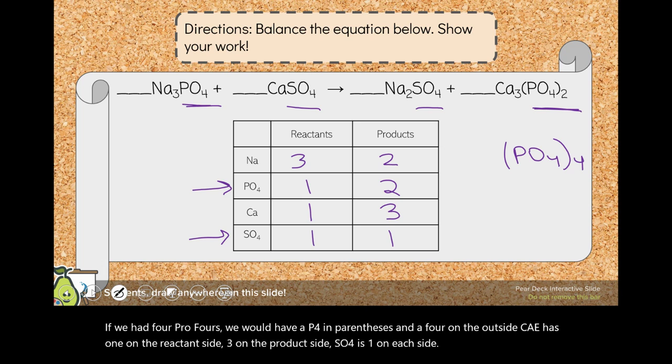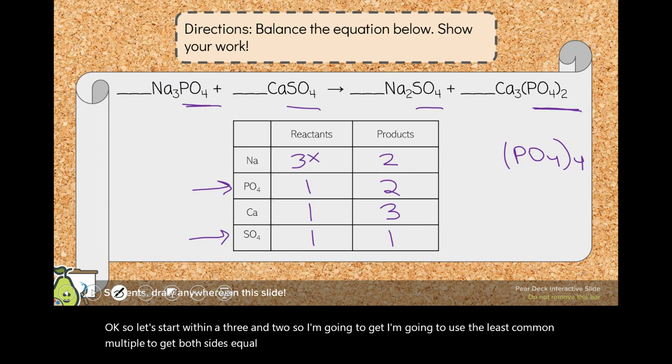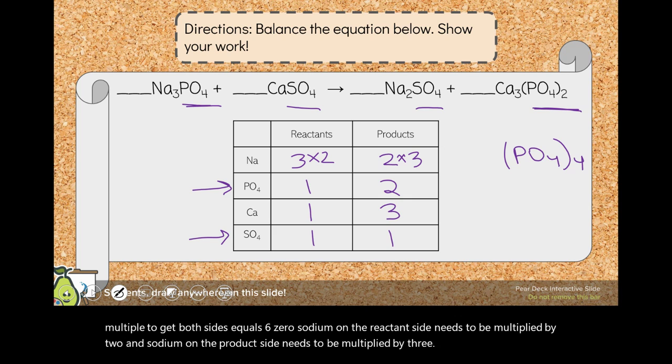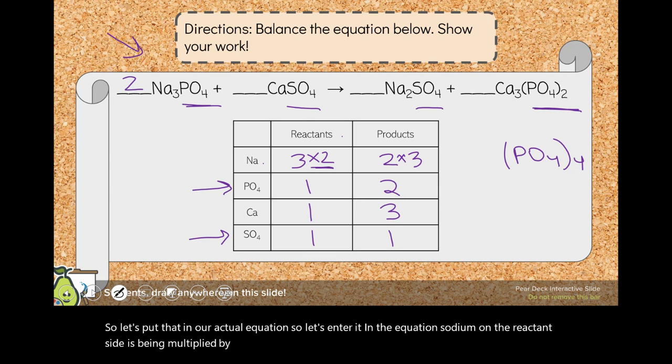Okay, so let's start with Na. 3 and 2. So I'm going to use the least common multiple to get both sides to equal 6. So sodium on the reactant side needs to be multiplied by 2, and sodium on the product side needs to be multiplied by 3. So let's put that in our actual equation. Sodium on the reactant side is being multiplied by 2. So let's show that. And sodium on the product side is being multiplied by 3. So let's include that as well.